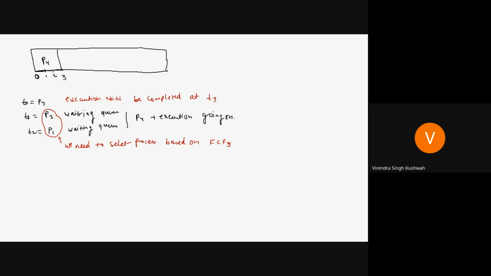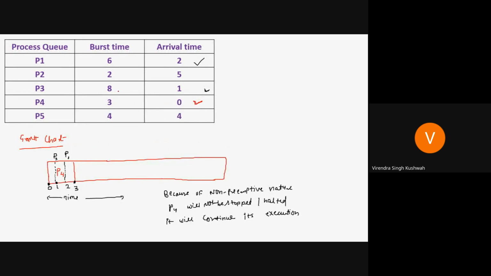So which is the smaller job, P3 or P1? Which process has the smallest burst time? We need to select the process based on FCFS, followed by burst time. P3 has 8 and P1 has 6. So why should I choose P3, even though P3 has arrival time 1, while P1 has burst time 6 but arrival time 2? Tell me which one I need to select, P3 or P1.